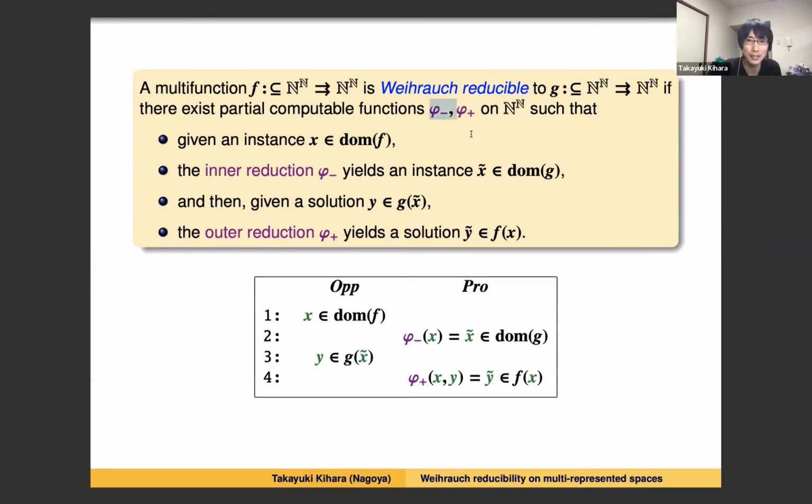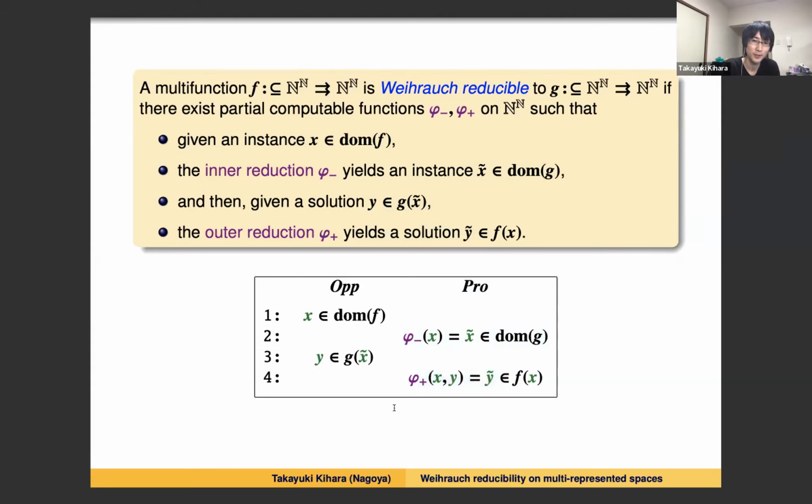So phi minus is the inner reduction and phi plus is the outer reduction. They are often written with H and K or something like this. So there are such phi minus and phi plus such that, given an instance x in the domain of f, the inner reduction phi minus yields some element x tilde in the domain of G. And then, given a solution y of G(x tilde), the outer reduction yields a solution of f(x).